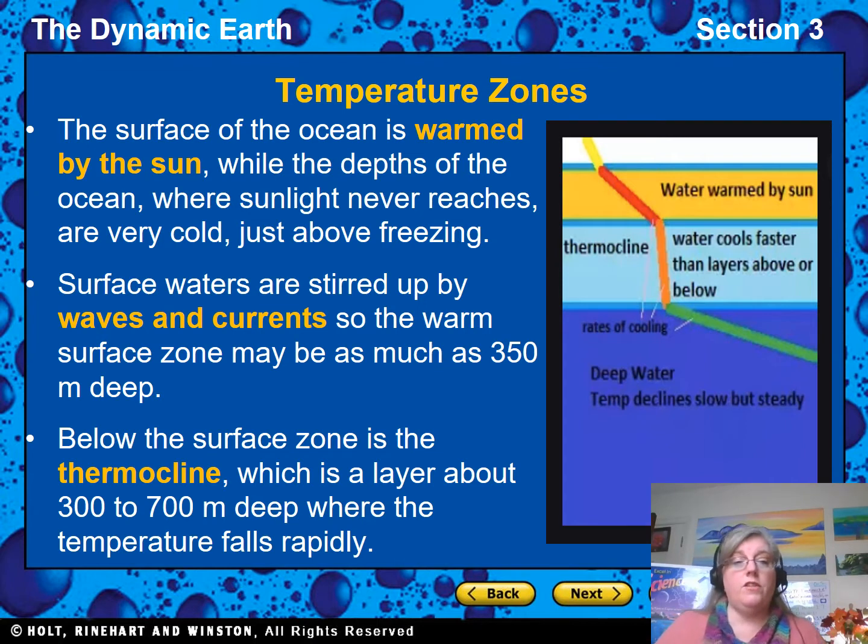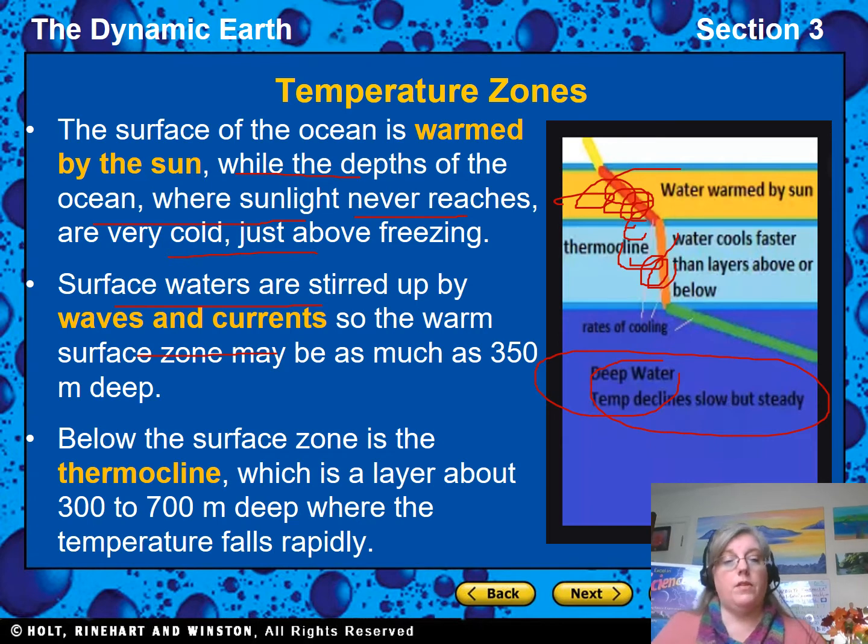The surface of the ocean up here is warmed by the sun, while the depths of the ocean, where sunlight never gets, are very, very cold, just above freezing. The surface waters get stirred up by the waves and the currents, so that the warm water will mix slightly with this next layer. The surface zone might be as much as 350 meters deep.